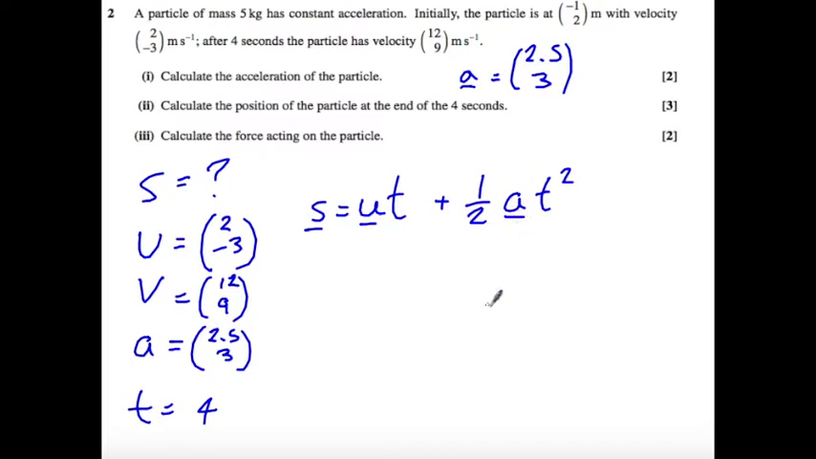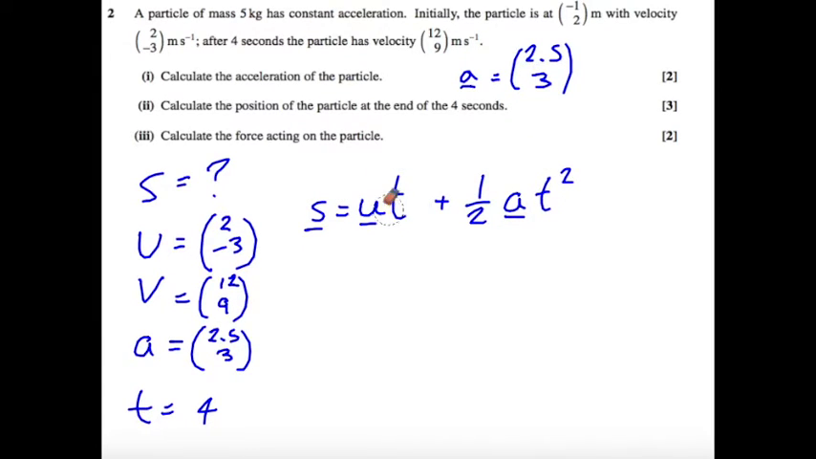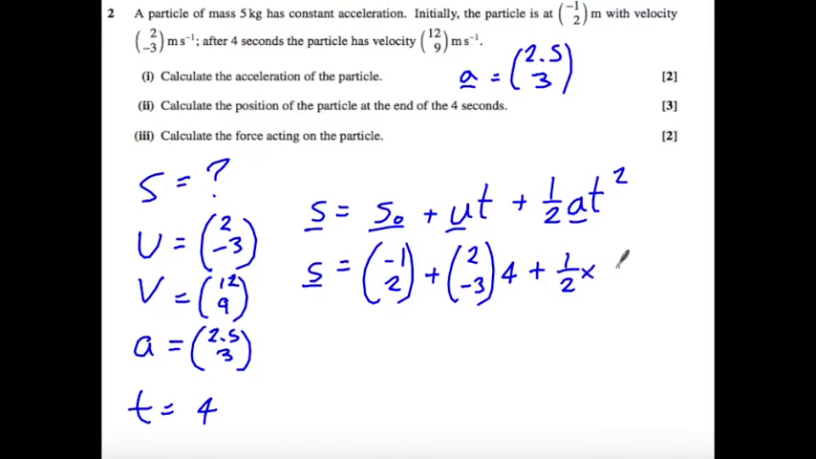All of these are vectors apart from time. And I've got to remember the thing I just told you not to forget, which was that we do also have an initial displacement. So really, I should be writing this as s0 plus ut plus a half at squared. So s we're trying to find out. s0 was (-1, 2). ut is going to be (2, -3) times 4. And then we're going to have a half times a, which was (2.5, 3), times 4 squared, which is 16.